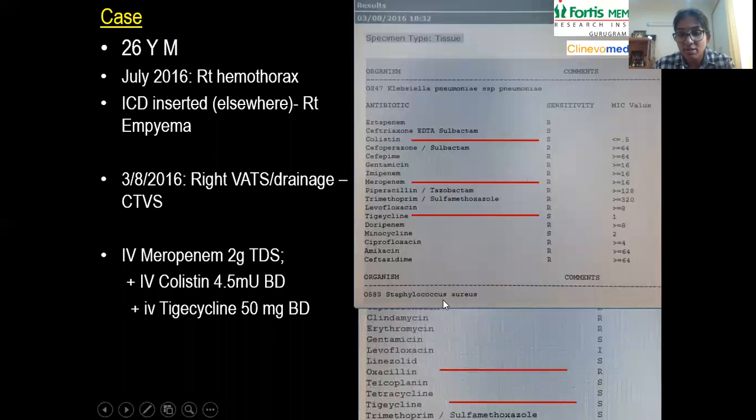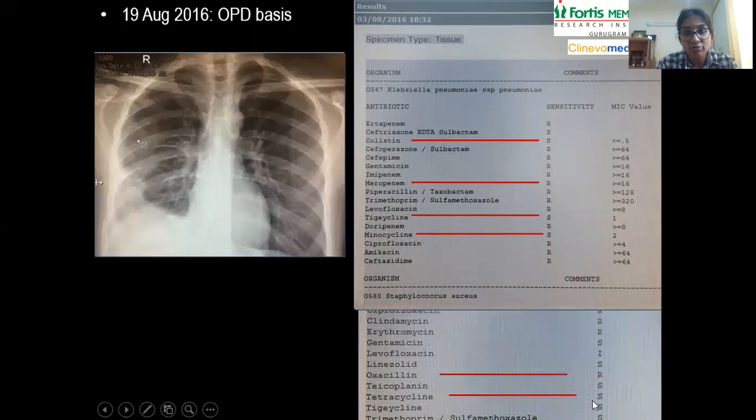Klebsiella pneumoniae as well as for the Staph aureus, that is for the MRSA. So the issue in front of us was that even despite being on these broad spectrum antibiotics, he still had this persistent empyema. So what did we do?